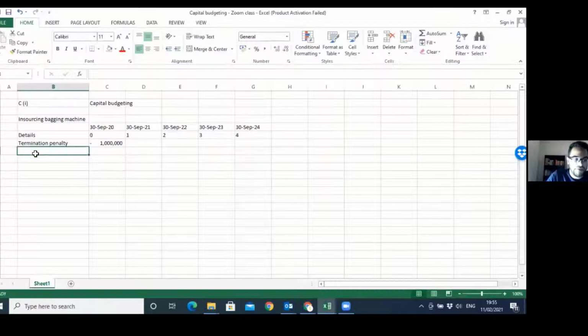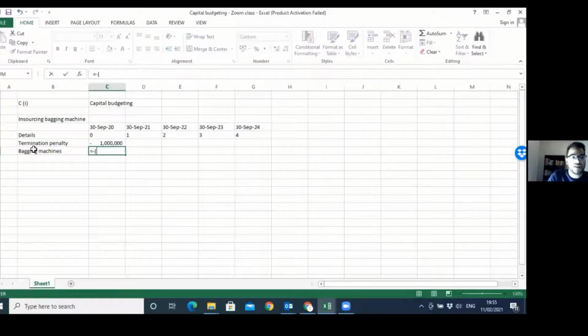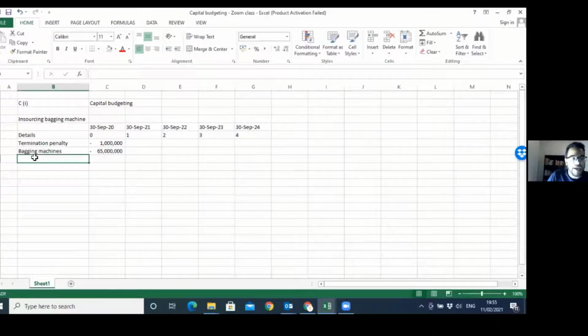So here we're going to have bagging machines. Once again, the cost of bagging machines needs to be incurred now. If we don't incur it now, we can't bag anything, so we need it immediately. We need it at the beginning of year 1. To have it at the beginning of year 1, we can't put it into the column of year 1 because the column of year 1 represents the end of year 1. So therefore, we put it into year 0. So it's equal to minus, which is a cost, and it is 5 machines times 13 million rand. Then we're going to have the installation.